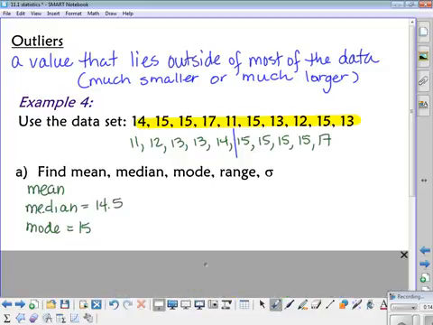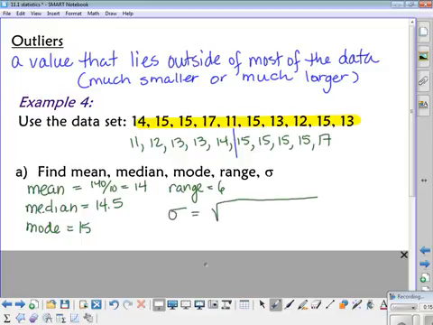All right. And the mean, I'm going to add them all up and divide by 10 this time because there's 10 of them. So if you add them up, you should get 140. And so the mean comes out to 14. The range is what? Just 6, yeah, 17 minus 11. All right, so now we're going to find the standard deviation.